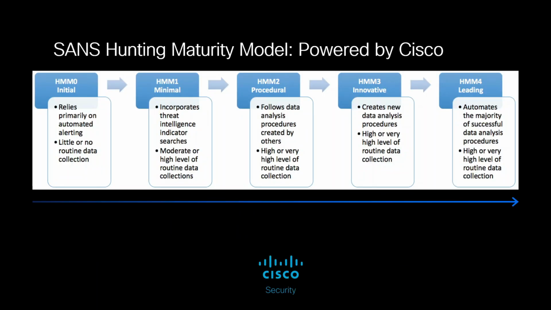Now we're getting close here. I want to finish with the SANS hunting maturity model because security maturity does matter. And I'll just leave you with this. This is just telling you where you are in the maturity model itself. Most people might be around HMM 1, 2, maybe 3. There are certainly some that are initial, just starting out. Very few are at the high end though, or leading. And each level has a certain element or requirement in order to qualify. So for example, leading would be automates the majority of successful data analysis procedures and a high or very high level of routine data collection.